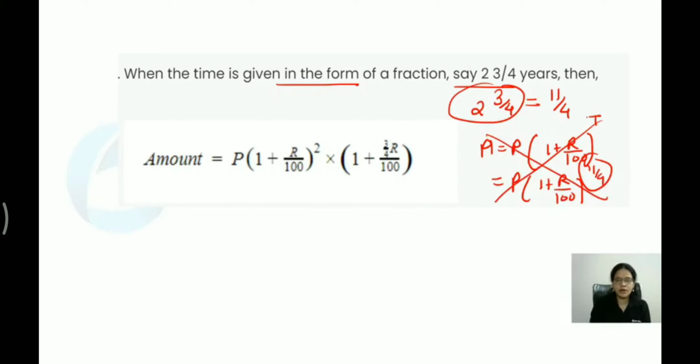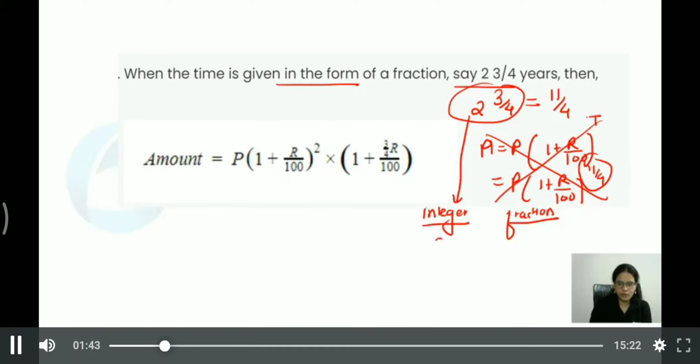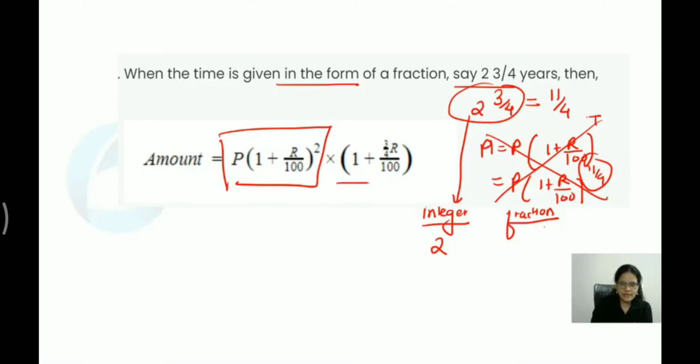So there is a certain modification in the formula. What is the modification? You have to split this into two parts, the integer part and the fractional part. For the integer part, the same formula applies. So for 2 you use the same formula as the 2-year formula, but for the fractional part there is an additional factor which you have to remember. The factor will be 1 plus 3 by 4 r. Are you getting it? So accordingly you modify your formula. In this case your formula will be P in bracket 1 plus r by 100 to the power 2, times, and here instead of r, whatever fraction is given, that is what you write. So I hope the concept is clear.